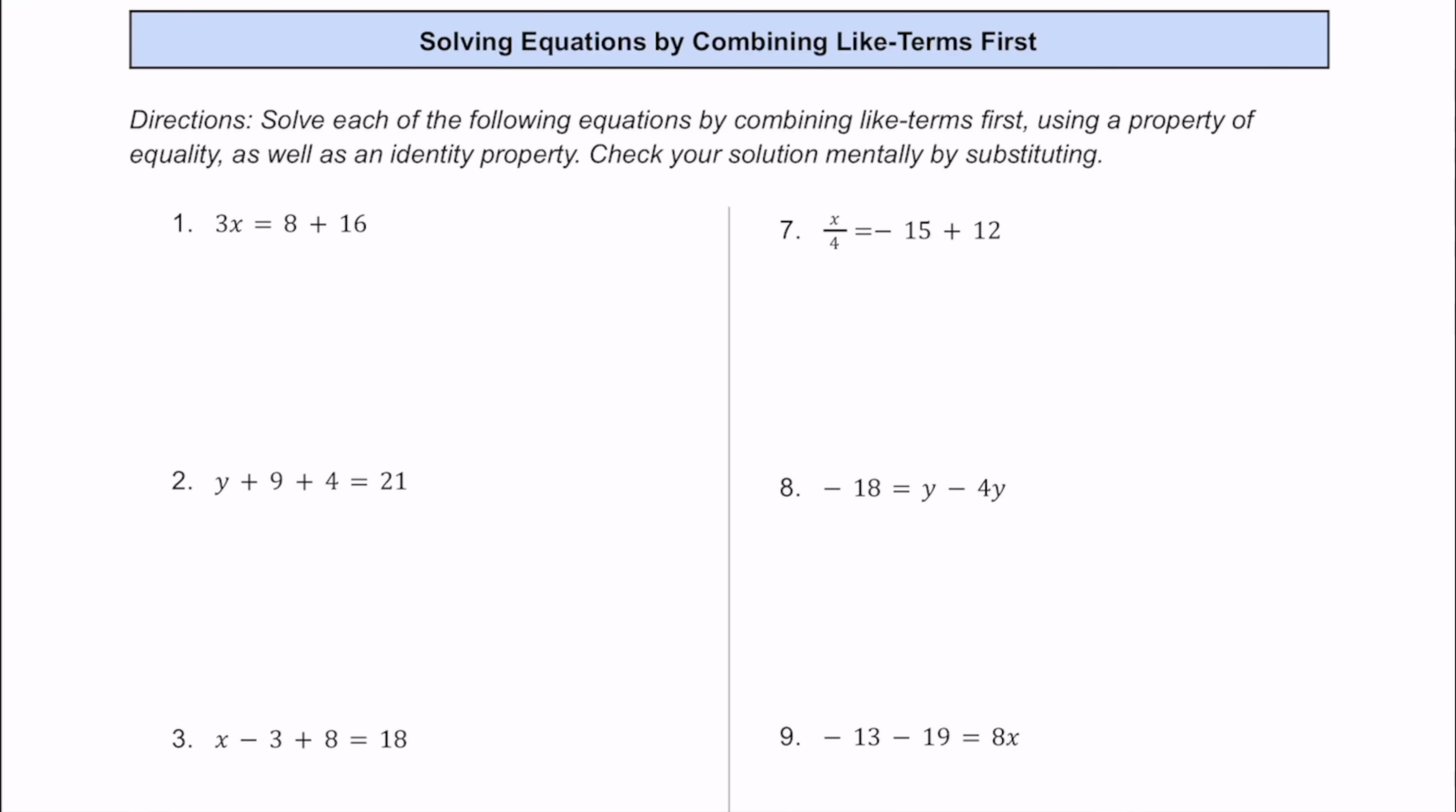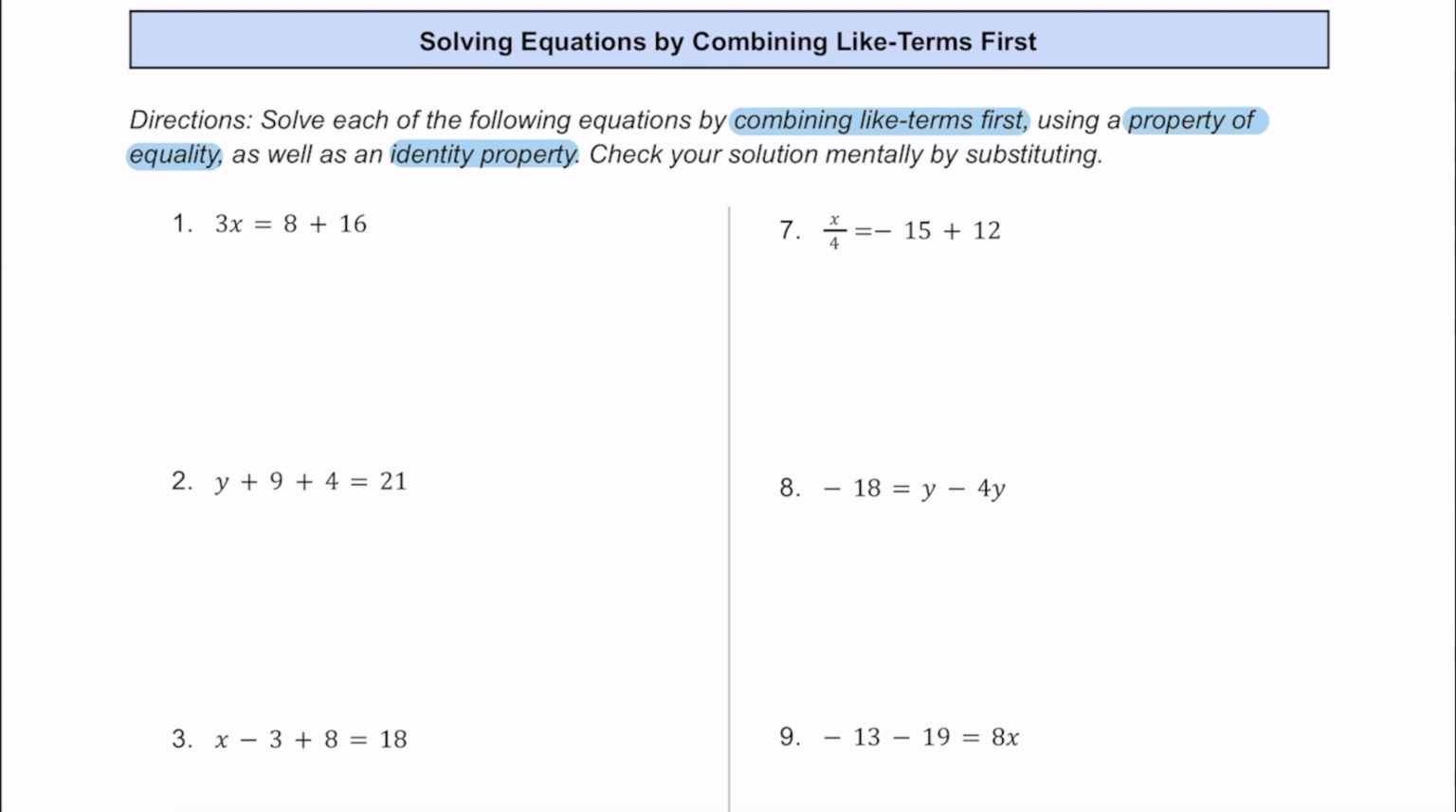Let's practice solving equations by combining like terms first together. Basically, what we're going to do first for each of these is combine any like terms that we see. Second, we are going to use a property of equality. There's addition, subtraction, multiplication, and division. We're going to do that to both sides of the equation. And then finally, we're going to use an identity property.